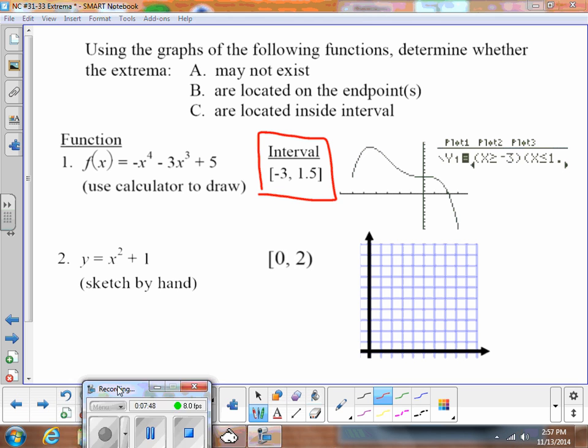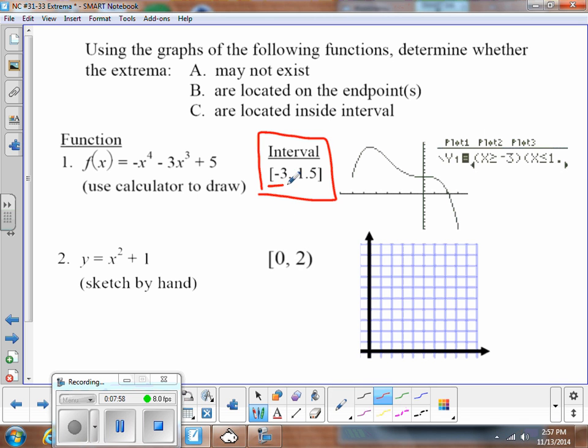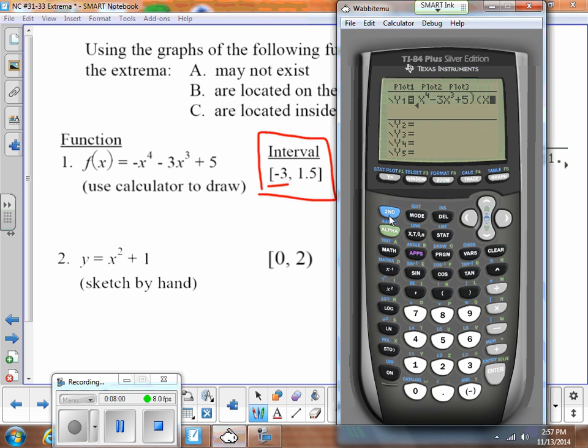I'm not aware if some of you may know how to graph restrictions, some of you may not. The way I can graph the restriction is I can type in parentheses right after my function. X has to be greater than negative 3. So second math is where all those inequality symbols are. So it must be greater than or equal to negative 3. Y equal, because there's a bracket. And x is going to be less than or equal to 1.5. So you put each restriction after.